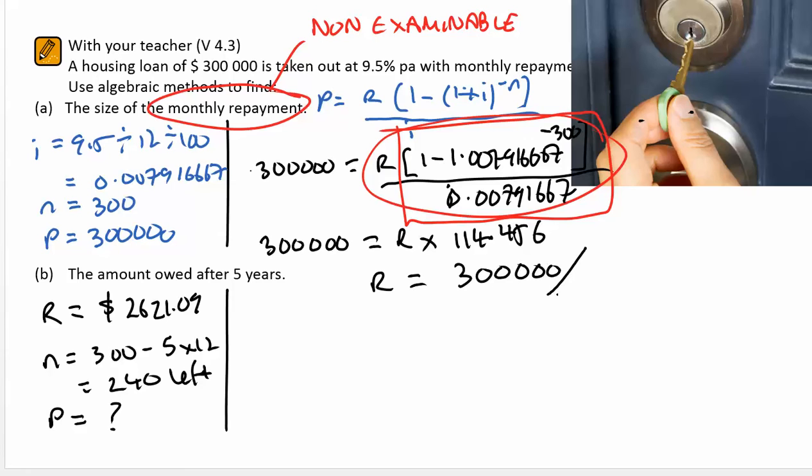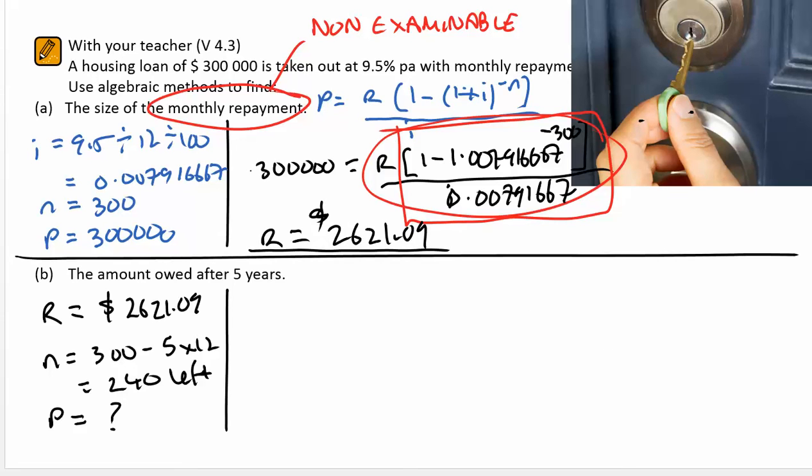Transposing that, that gives me a repayment figure of 2621.09. Now I'll have to delete that in order to have room to do the second part. The second part, after 5 years, 300 is the total number of payments you had. 60 have occurred, you have 240 left.